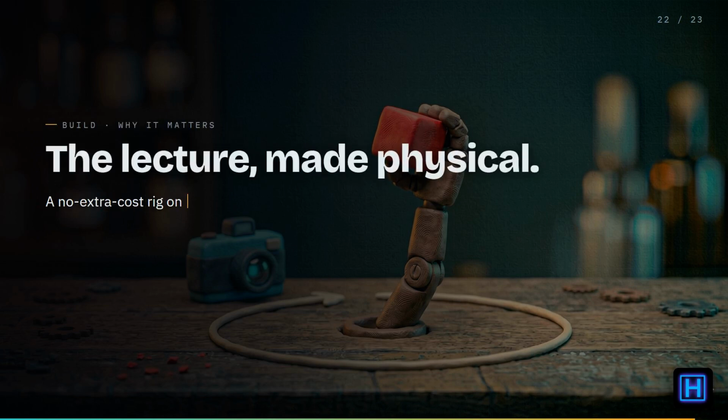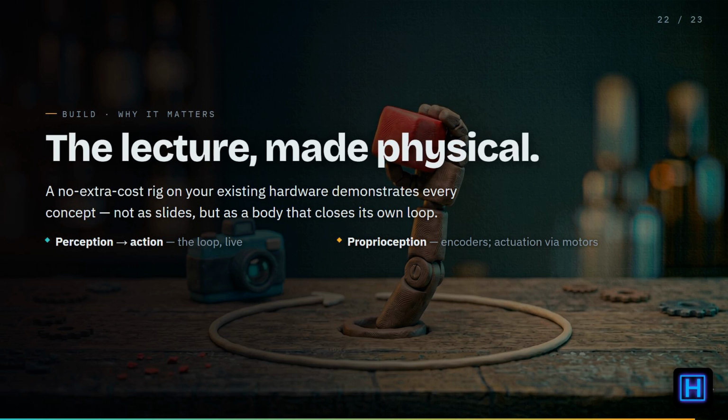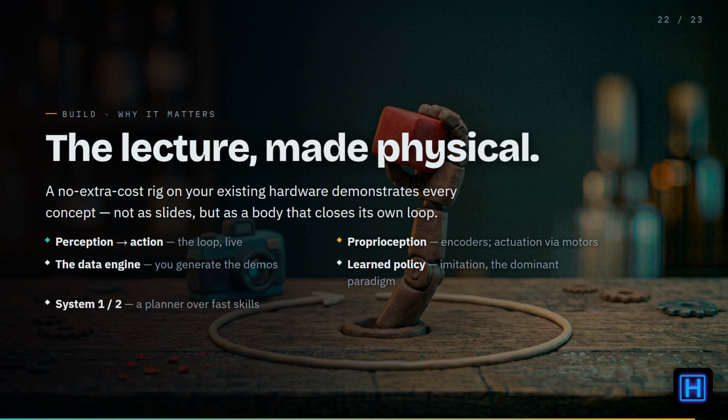A no-extra-cost rig on your existing hardware demonstrates every concept we covered. Not as slides, but as a body that closes its own loop. Perception to action, the sensorimotor loop, live. Proprioception, the encoders, actuation through your motors. The data engine: you generate the demonstrations yourself. Learned policy, imitation, the dominant paradigm. System 1 and System 2, a planner over fast skills. Symbol grounding: the words "pick up the red block" become motor torques.